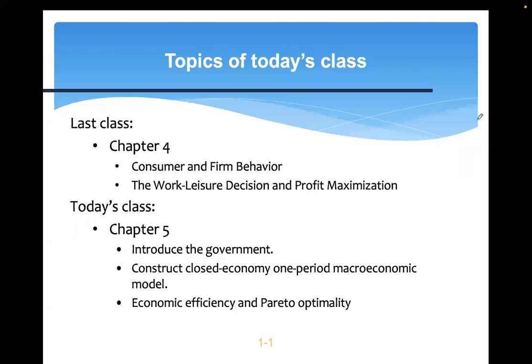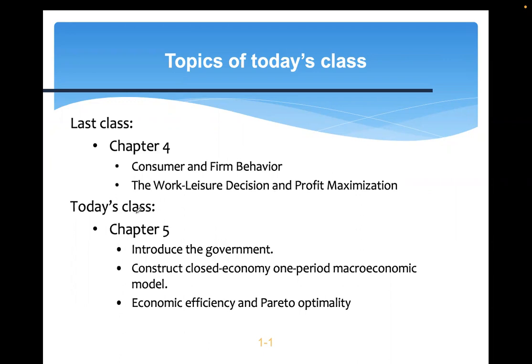Okay, so last class, we finished chapter 4. In chapter 4, we studied the consumer's and the firm's behavior. We understood how the consumer makes work and leisure decisions, and how the firm maximizes its profit by demanding a certain amount of workers or a certain amount of capital.